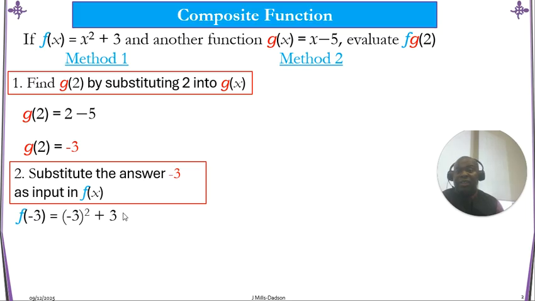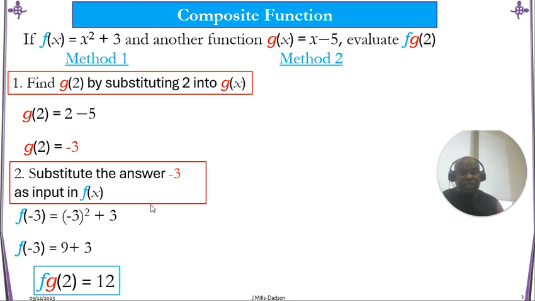So we take the f of x function, and in place of x squared, we put in negative 3 squared. So f of negative 3 now becomes negative 3 all squared plus 3. And we evaluate that. We're going to have 9 plus 3. And therefore, fg of 2 equals 12. That is one way where you do it in disjoint.